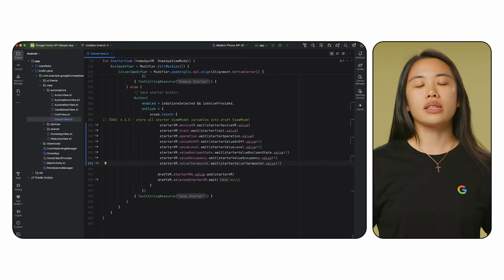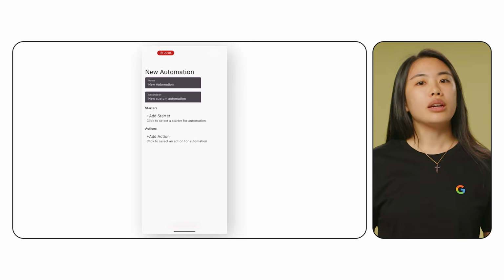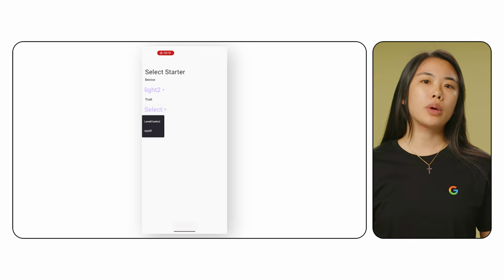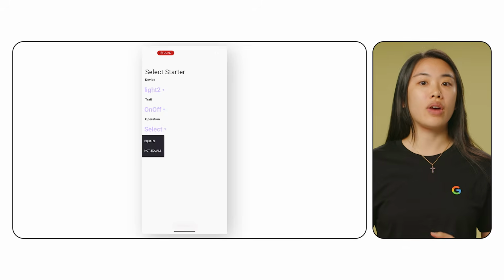Now run the app and select a new automation. Here, we can see the new view for the automation starter we just implemented. Note that the sample app code only supports starters based on device traits.